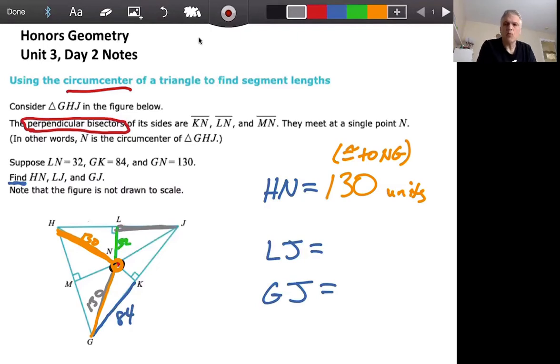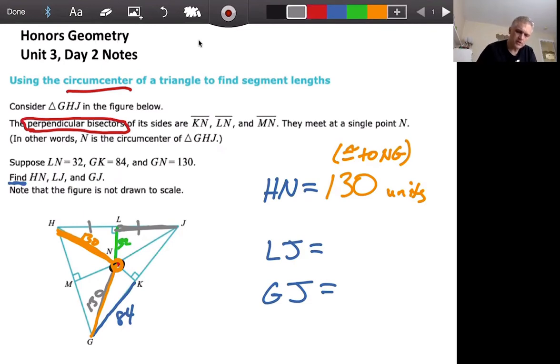All right. Couple ways we could do LJ. I think we should use the fact that LJ and LH are congruent. How do I know? Because NL is a perpendicular bisector. It bisects HJ, means it cuts it in half. So I know that this segment and this segment are congruent. Well, how can I find LH?